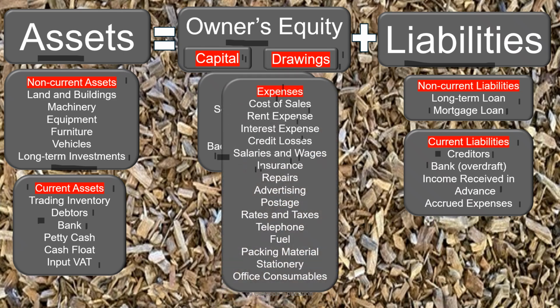I had left off there the expenses, but here are examples of expenses: cost of sales, rent expense, interest expense, credit losses, that is bad debts, another word for credit losses, bad debts, salaries and wages, insurance, stationery. I've spoken quite a bit about stationery. If you see stationery written like that, it's an expense. If you see stationery used, it's an expense.